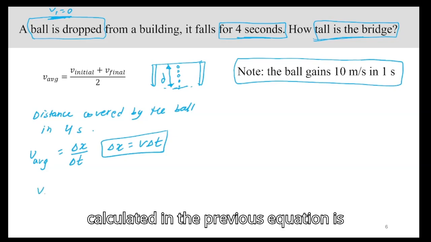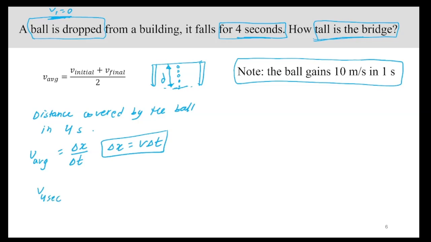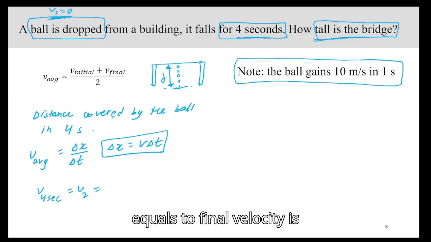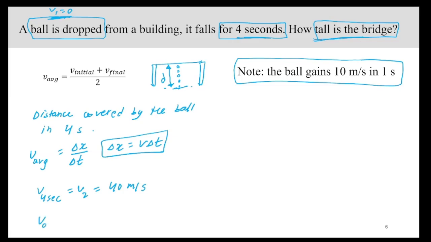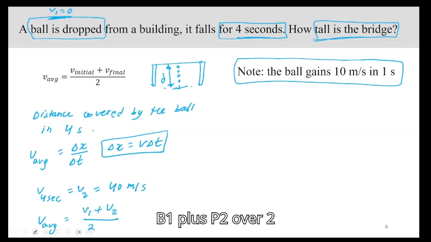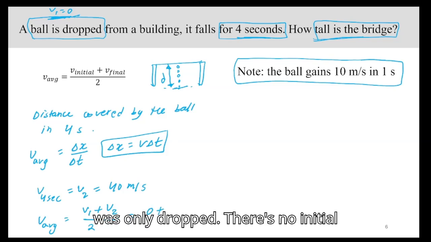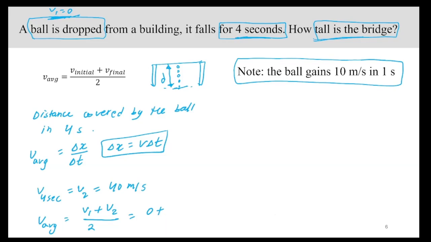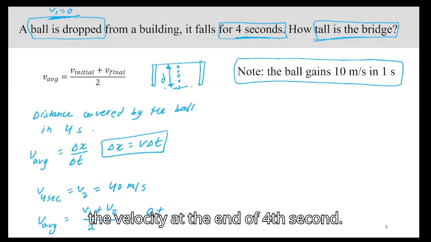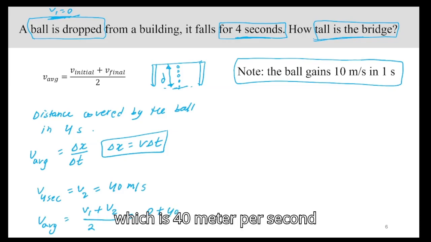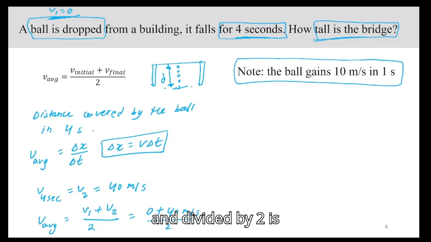in the previous equation, the final velocity at 4 seconds, was 40 meters per second, and we know that average velocity is v1 plus v2 over 2. Our initial velocity is 0 because it was only dropped, there's no initial velocity, plus v2, the velocity at the end of the 4th second, which is 40 meters per second, divided by 2, which is 20 meters per second.